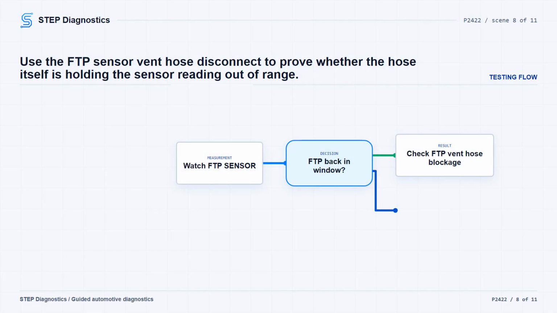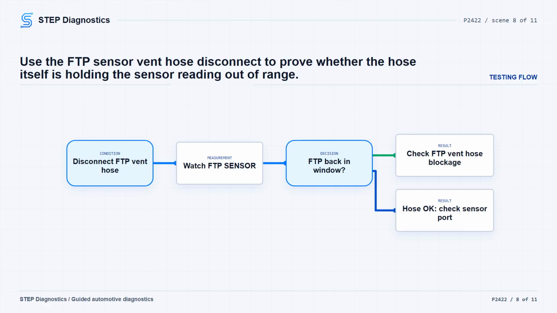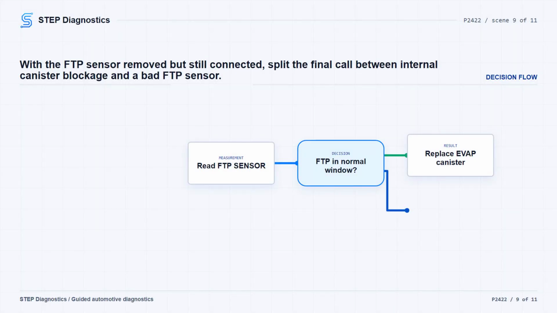Next is the FTP sensor vent hose restriction check. Disconnect the vent hose from the FTP sensor and watch FTP sensor in the HDS data list. Again, the expected range is between -0.67 and 0.67 kPa (-0.2 and 0.2 in Hg, -5 and 5 mmHg), or 2.4 and 2.6 V. If the reading comes back into range with the hose disconnected, check for a blockage in the FTP sensor vent hose, then verify the repair. If it does not come into range, the FTP sensor vent hose is OK, so continue to the FTP sensor port restriction check.